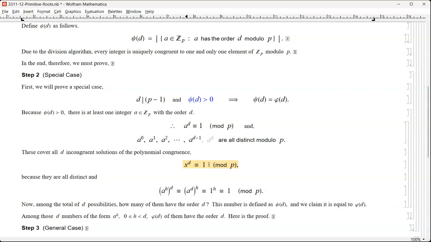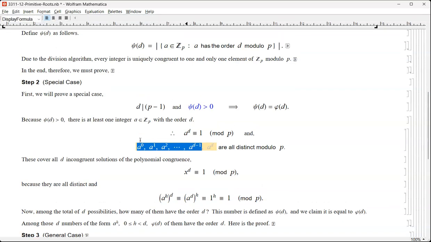Satisfying this. So what does that say? This covers all possible solutions. You know, by the corollary, there are precisely d incongruent solutions, and we do have d incongruent solutions here. So they cover everything. They cover all d incongruent solutions.